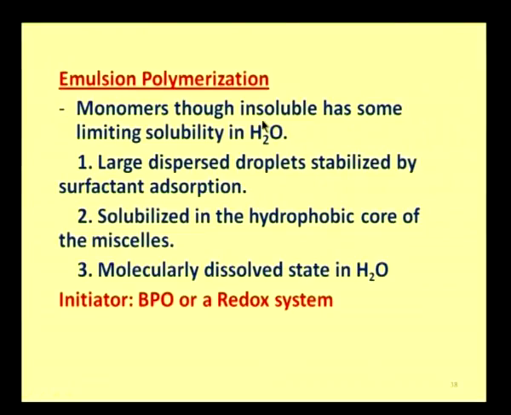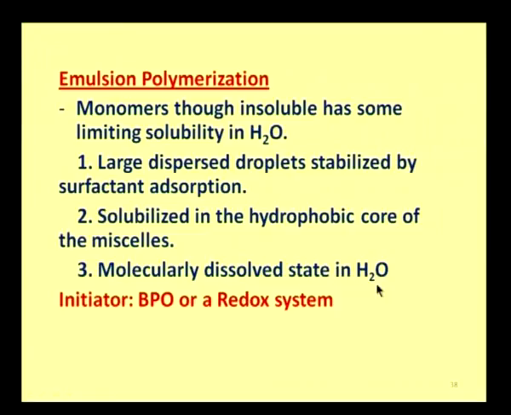Now these monomers, though they are insoluble, have some limiting solubility in water, where slight solubility will be available. The large dispersed droplets are stabilized by surfactant adsorption, and the solubilized ones are in the hydrophobic core of the micelle. So the solubilization takes place because of two regions, your hydrophobic core and the hydrophilic shell portion, which is attracted towards the water, and each one of them forms a micelle. The molecularly dissolved state in water. All these three conditions are required for an effective emulsion polymerization to take place.